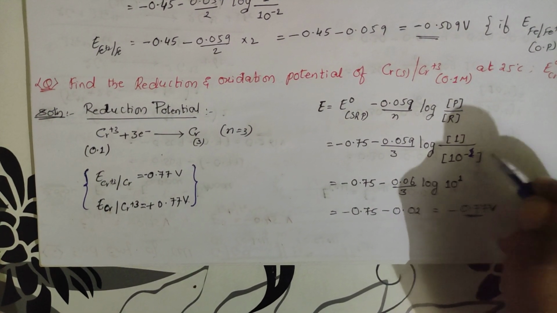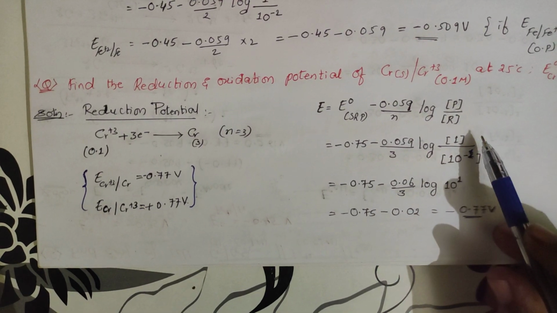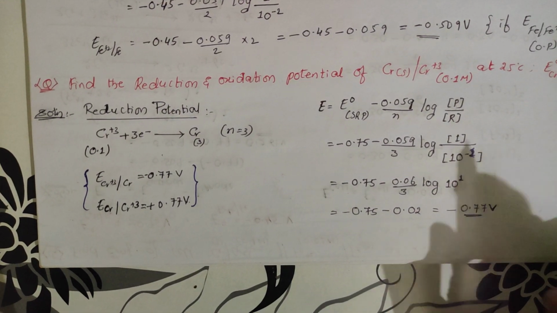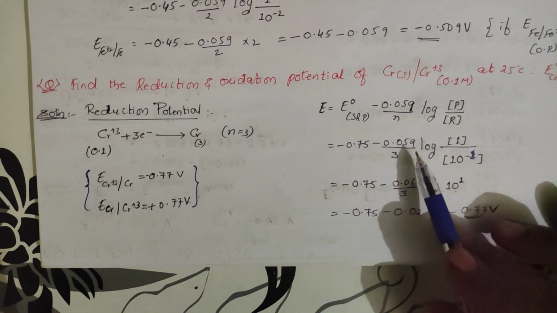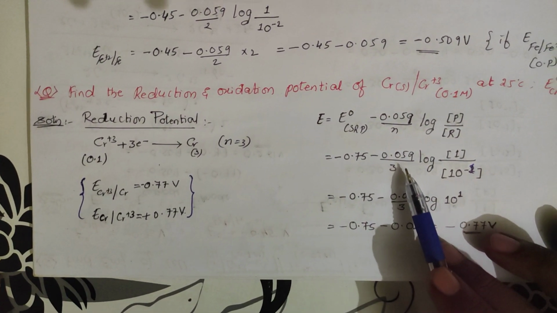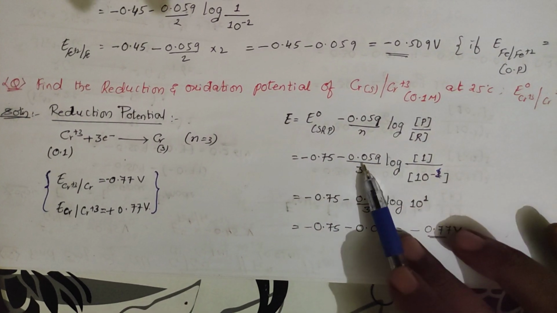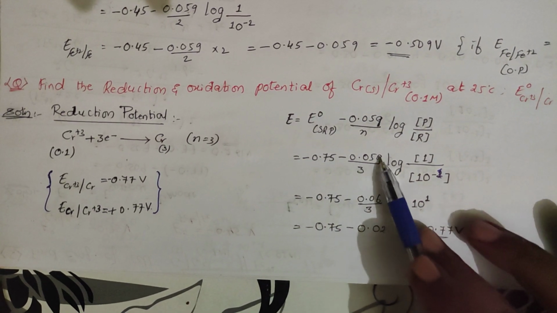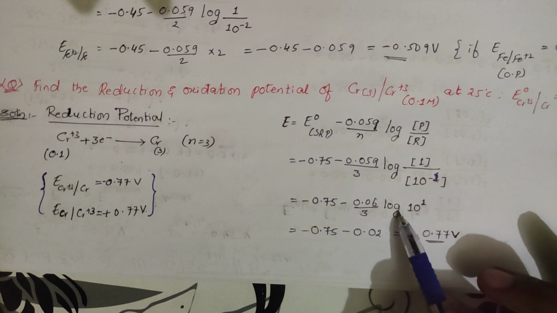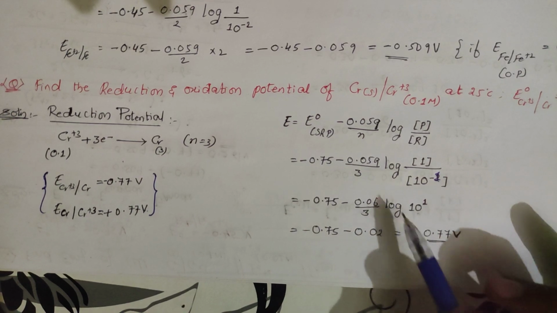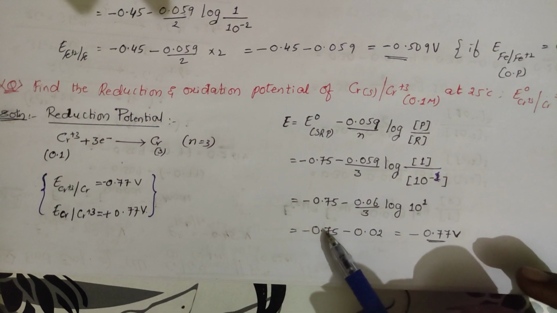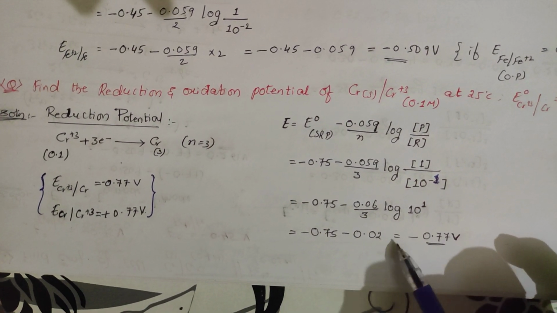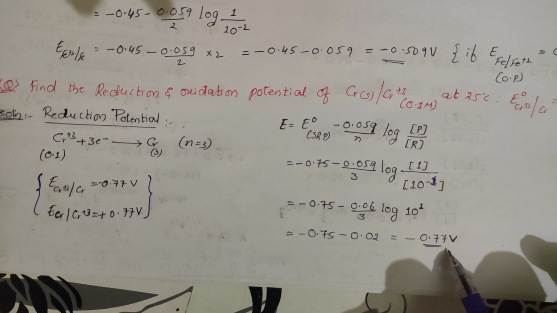Because it is 0.1, right? So it is 10 power minus 1. If you get into the top, you will be getting 10 power 1. Okay, minus 0.75. This figure, you take it as 0.06 because 0.059, right? So I am taking it as 0.06 by number of electrons 3 log 10 power 1. You will be getting into 1, right? So log 10 is 1 again. So 0.75 minus 0.02. What you will be getting? You will be getting minus 0.77 V.